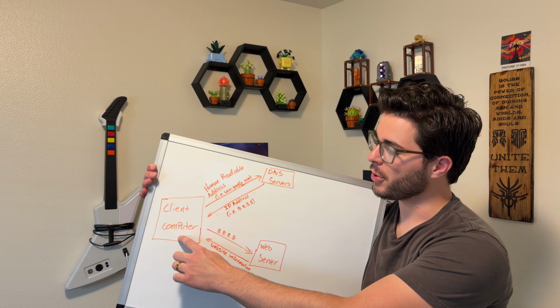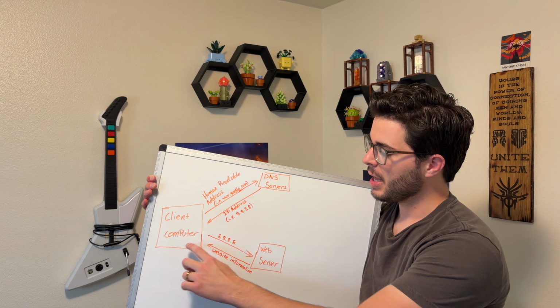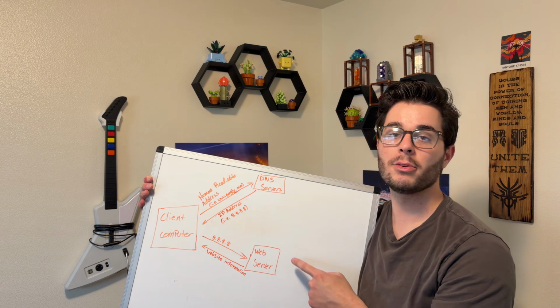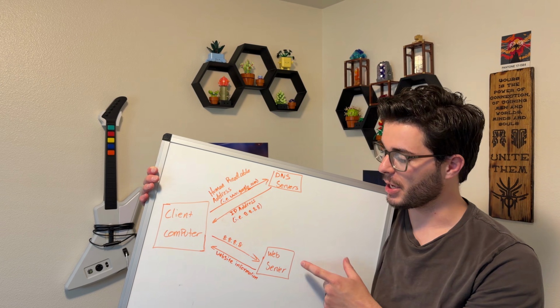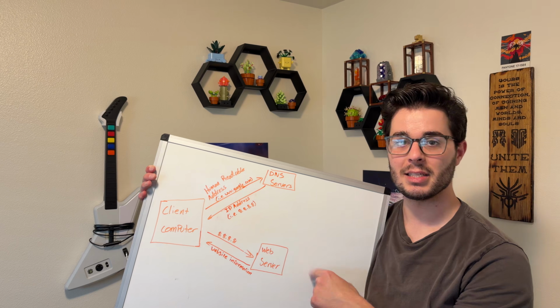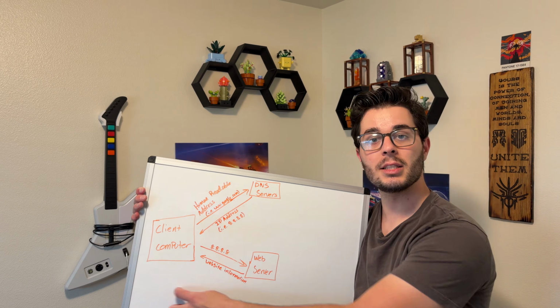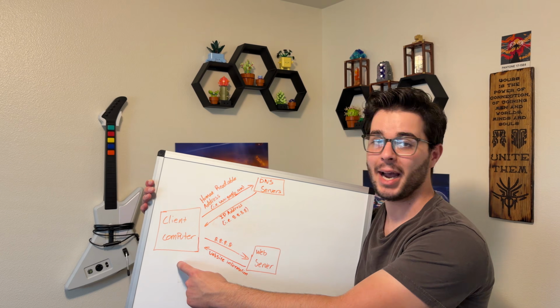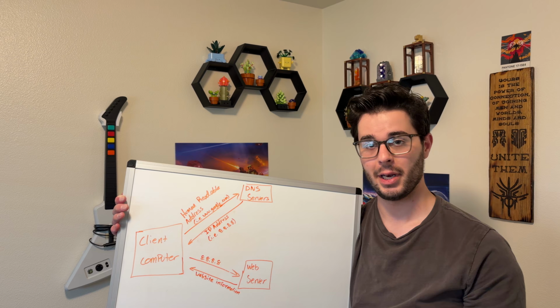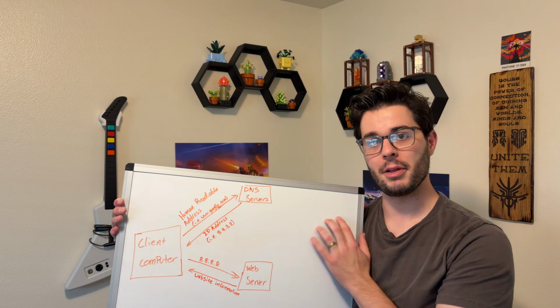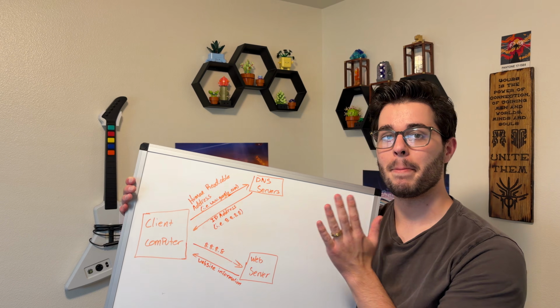So once your host computer gets this IP address, then it sends that IP address out to the web server where that information is stored. And then that web server says, yep, that's the IP address for this content. And it sends the content for that website back to the client computer so that you can view it. Usually this process happens really, really fast. That's how DNS works in a basic way.